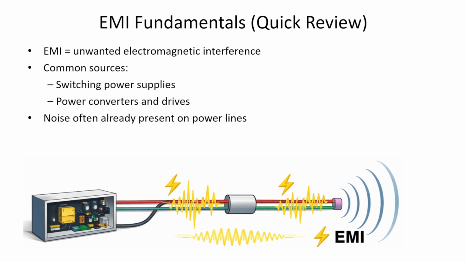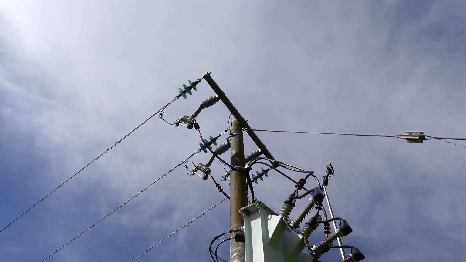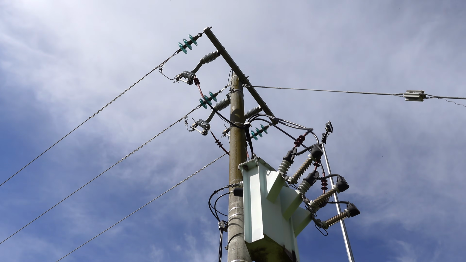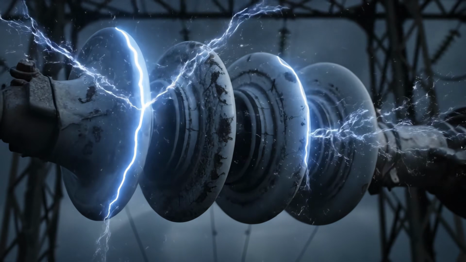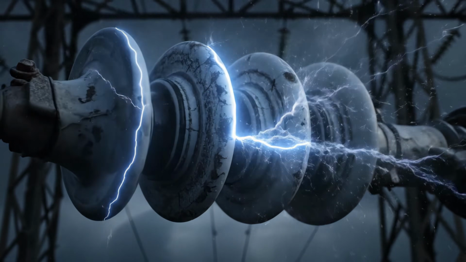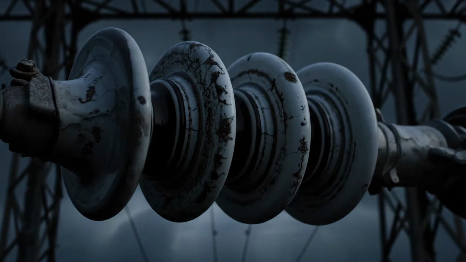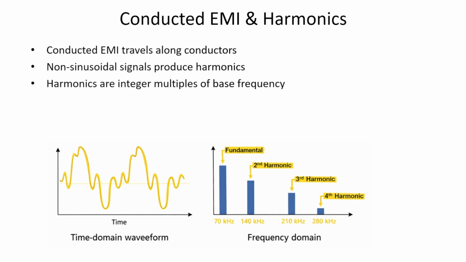There are two important concepts to keep in mind: conducted EMI and radiated EMI. Conducted EMI travels along conductors, such as power lines. Radiated EMI propagates through space as electromagnetic waves. In real-world systems, these two mechanisms are often strongly coupled.